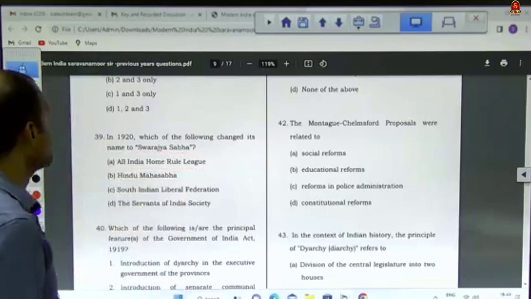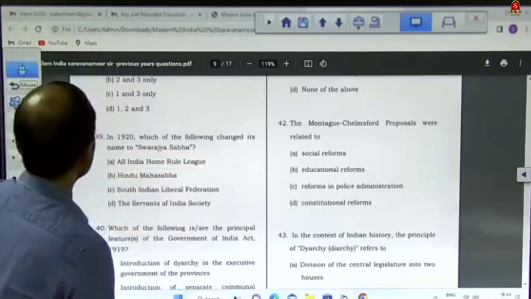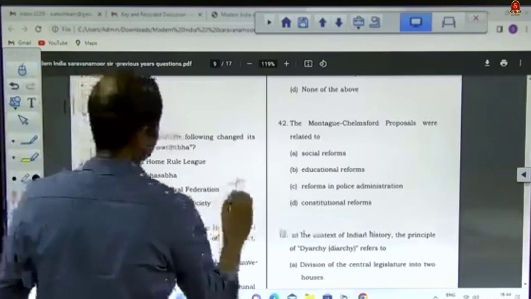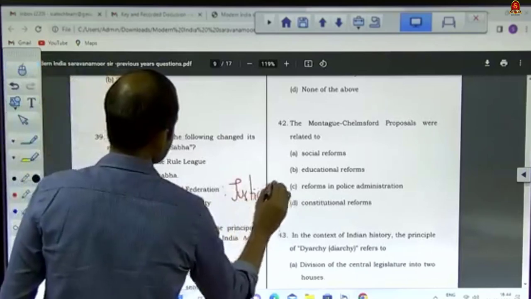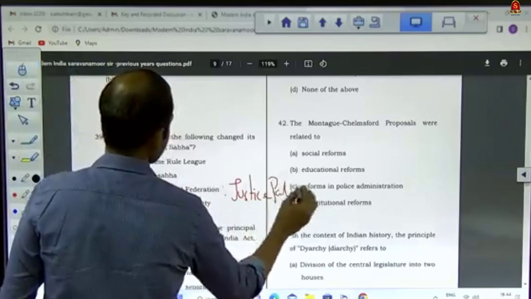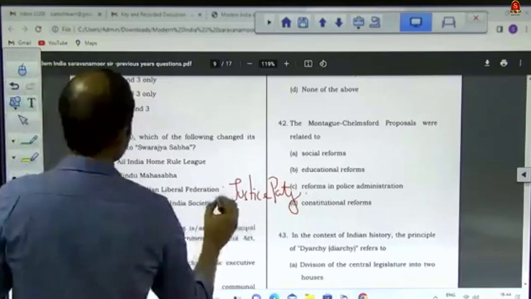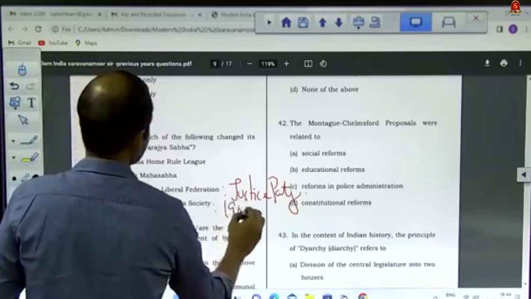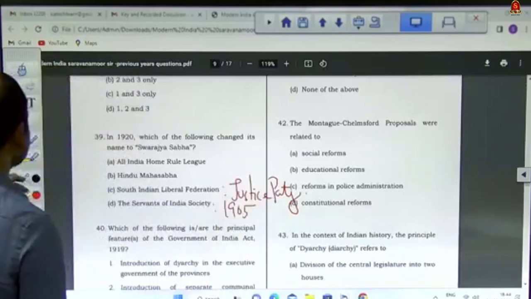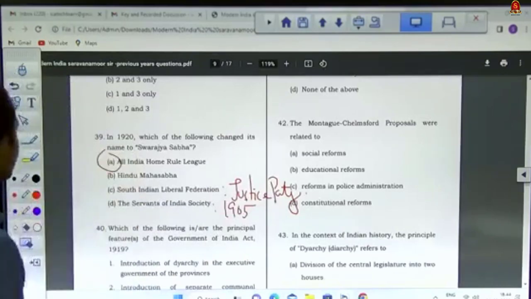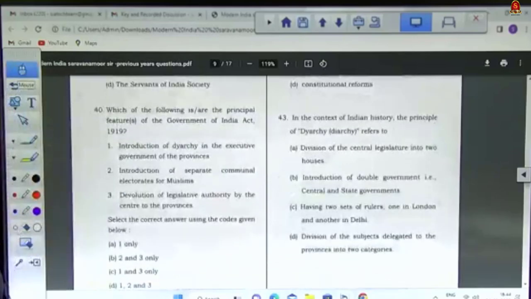Hindu Mahasabha, 1915, by Pandit Madan Mohan Malaviya. South Indian Liberal Federation, famously called Justice Party, 1916, it was started. Servants of India Society, by G.K. Gokhale, in 1905. Thus, answer to 39 is A. All India Home Rule Society, Home Rule League.